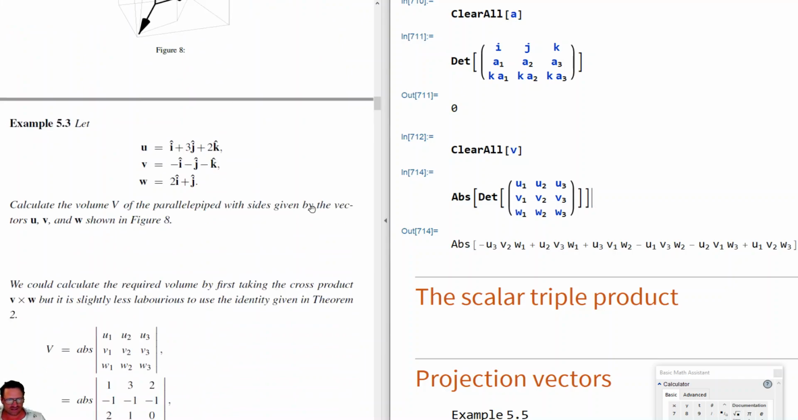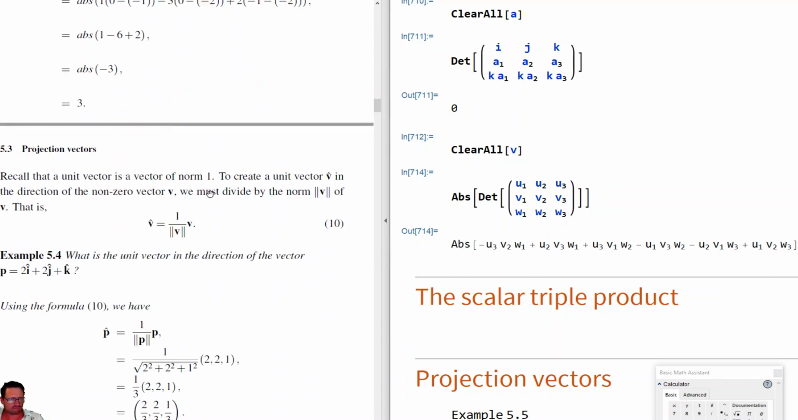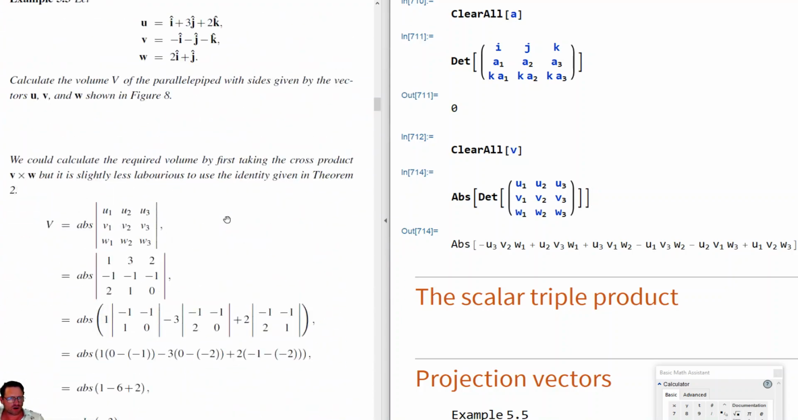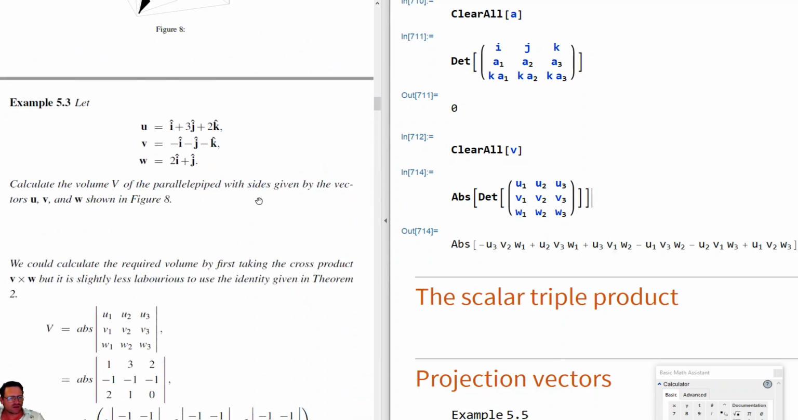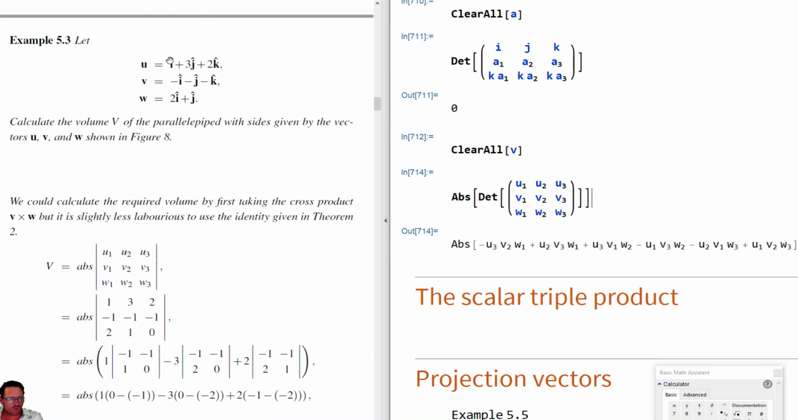Okay, so let's have a look at example 5.3, where we have three vectors, and we want to calculate the volume of the parallelepiped with sides given by the vectors u, v, and w. Now it's shown in figure 8, so let's have another look. Figure 8 was probably this way, wasn't it? Yes, figure 8's here. Okay, so what we're doing is we're just using this fancy formula where we take the coordinates of u, v, and w, we put them into a 3x3 matrix, we calculate the determinant of that matrix, and then take the absolute value.